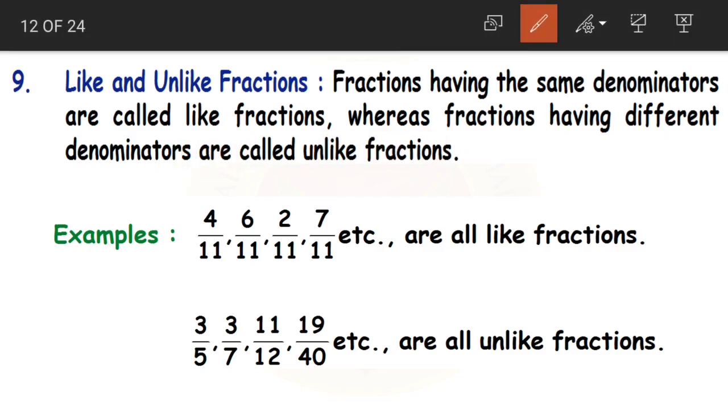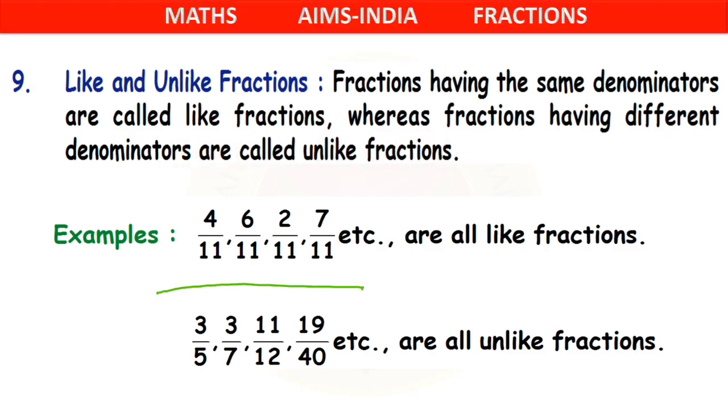Look at the example here. 4 by 11, 6 by 11, 2 by 11, 7 by 11, etc. All these are having 11 as their denominators here, right? All the fractions are having the same denominators. So what can we call these? We can call these as our like fractions. Yes students, we can call these as our like fractions.